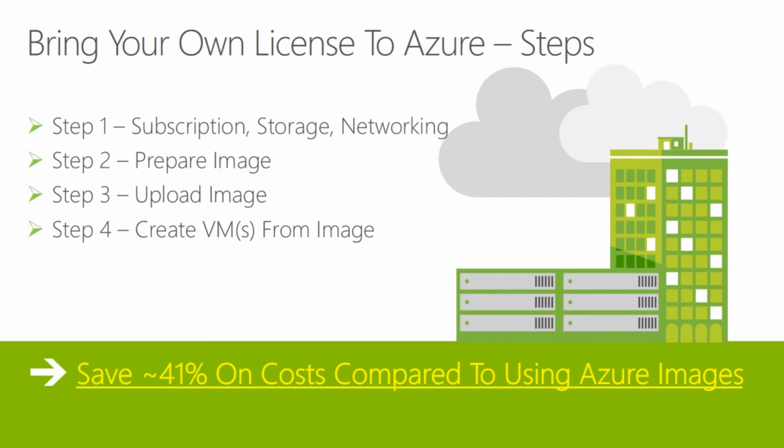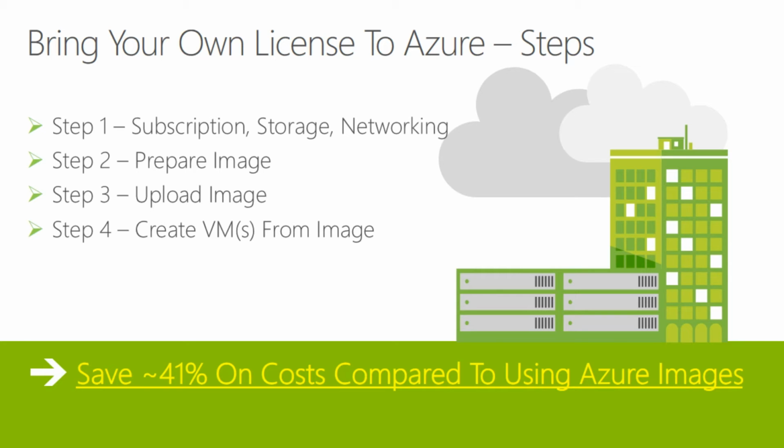There are a few steps that we have to think about when we want to use the hybrid use benefit. Step one is we need to have a subscription, storage, and network already deployed in Azure. This is typical for any virtual machine. In step two, we're going to prepare an on-premise image for Azure. In step three, we're going to upload that image. And in step four, we're going to create VMs from that image in Azure.